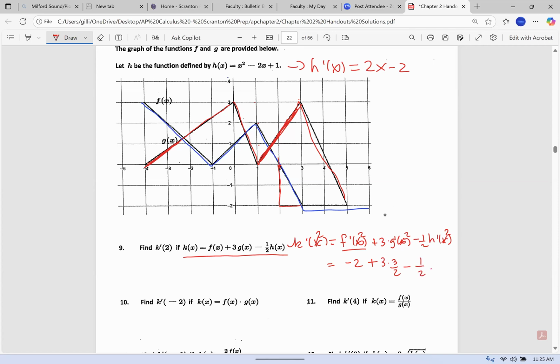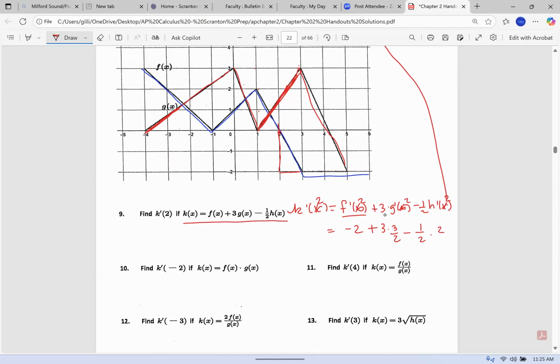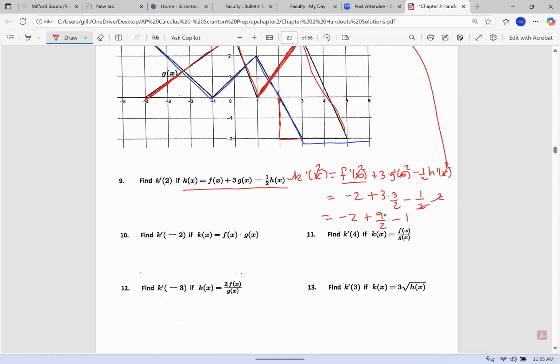And H prime at 2, I'm going to go to my formula for H prime. And 2 times 2 is 4, minus 2 is 2. And I think I get -2 plus 9 halves, right? Minus 1. And then the rest is pretty easy.